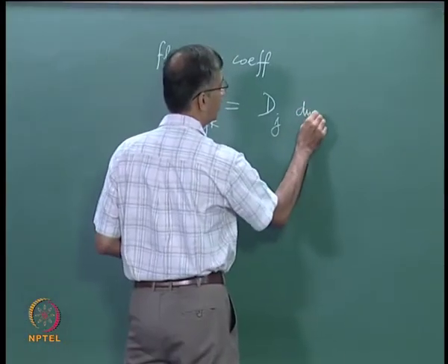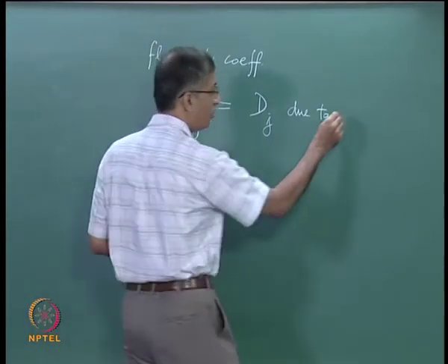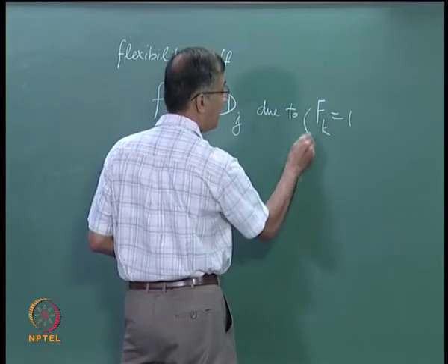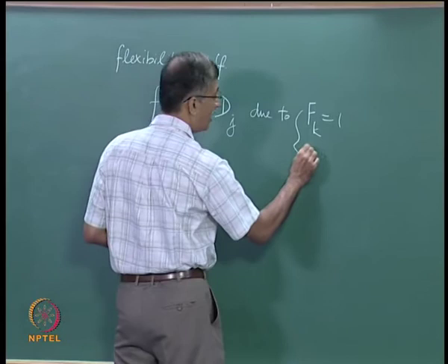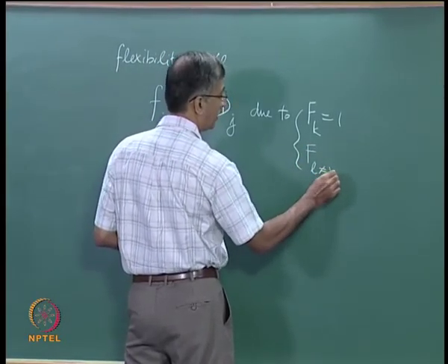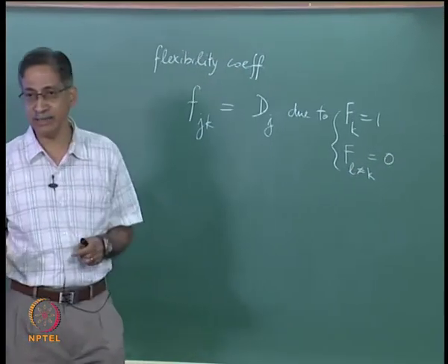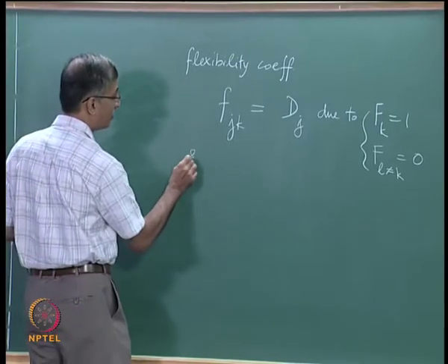So this is the displacement at the joint coordinate j caused by, due to the application of a unit load at the location k, and at all other coordinates, let us say L not equal to k, there should be no load. So there should be only one load at a time. And while we are at it, we will also define the stiffness coefficient.